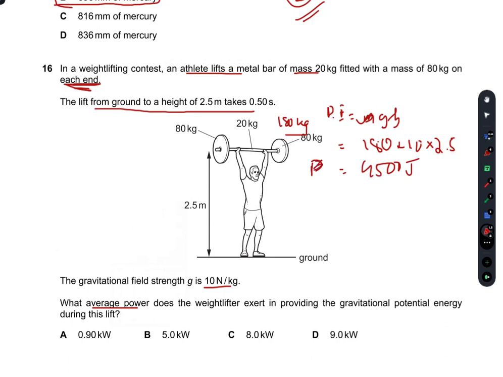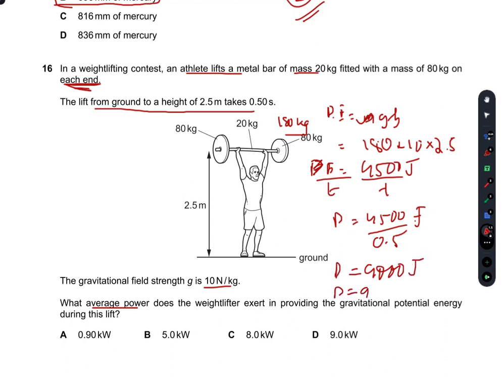So this is energy. Dividing by time on both sides will give us power. So power is equal to 4500 over 0.5, which is 9000 watts. So power is equal to 9 kilowatts. It means D is the right answer.